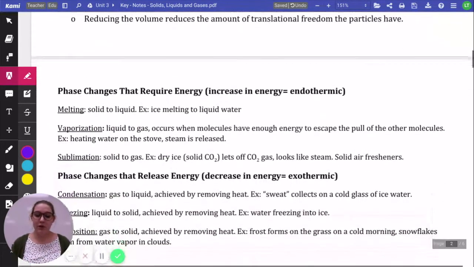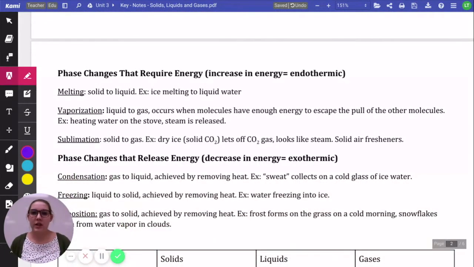All right, so let's go through our phase changes. These are phase changes that require energy, so those are endothermic, meaning they take energy in order to undergo the phase change. Our first one is melting, which is solid to liquid. That's like ice melting.